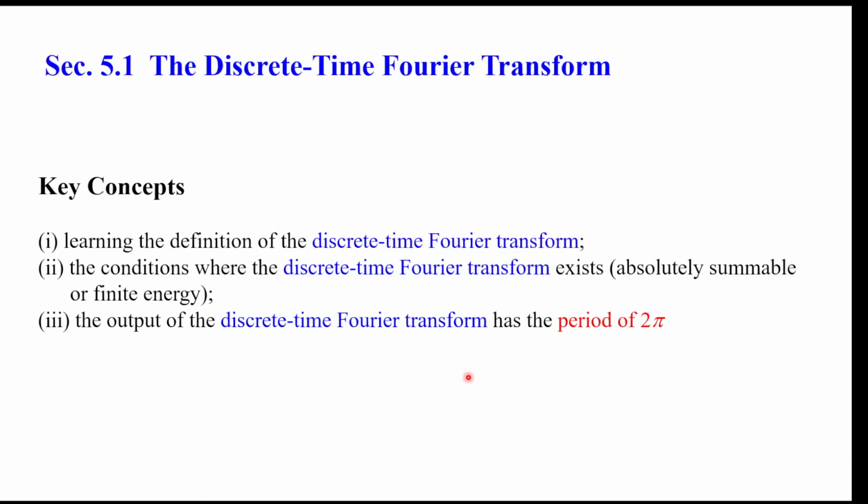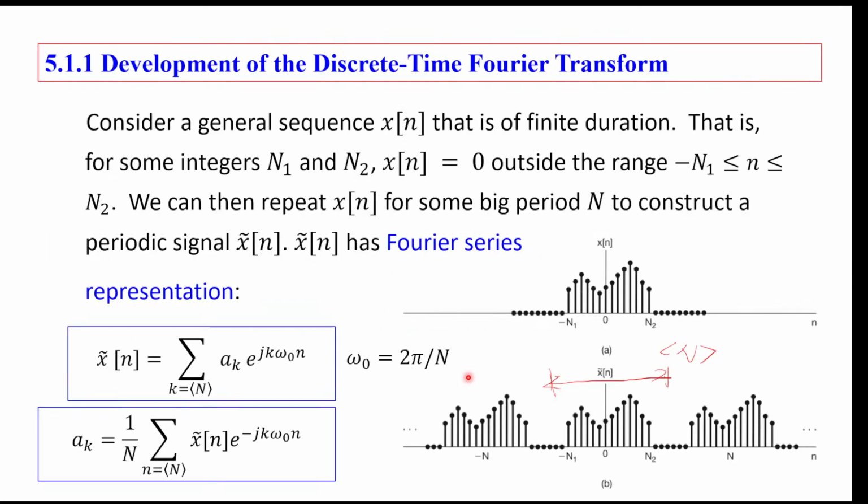Let's start with the derivation of the discrete-time Fourier transform. The derivation is the same idea as in chapter 4. We start with some aperiodic signal x of n. We assume it has finite duration, from minus n1 to n2. We want to use the discrete-time Fourier series to derive our discrete-time Fourier transform.